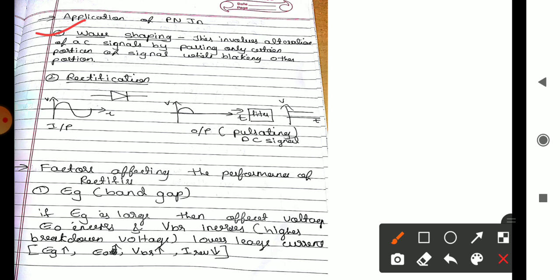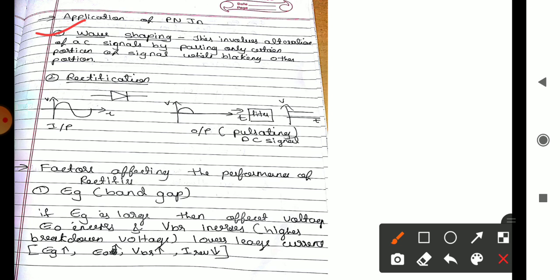There are some applications of diodes where, as the name says, the diode is a unidirectional device, either by applying a forward voltage or by applying a reverse voltage, along with the offset voltage. So we can change the waveforms as per the required application. That is one application of the diode. The second one is rectification.